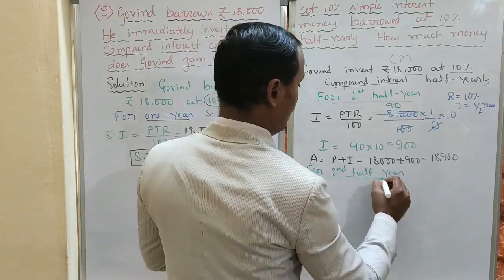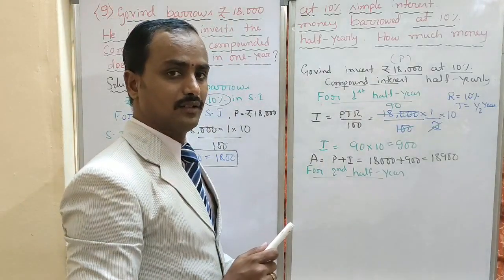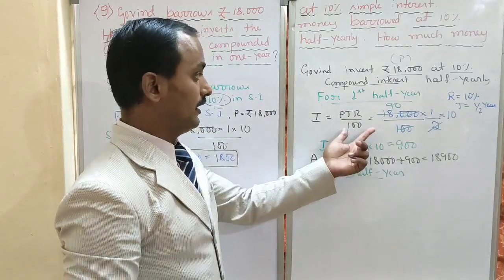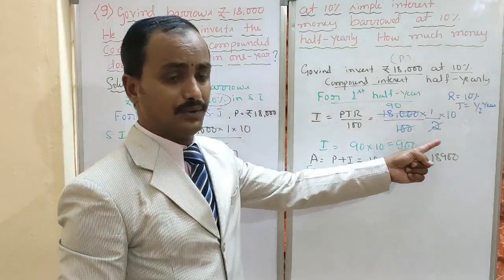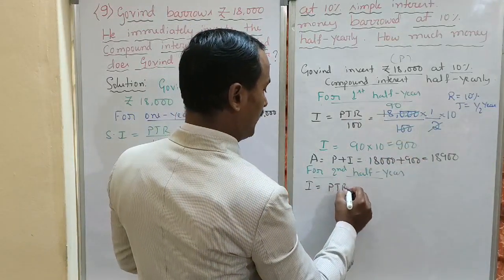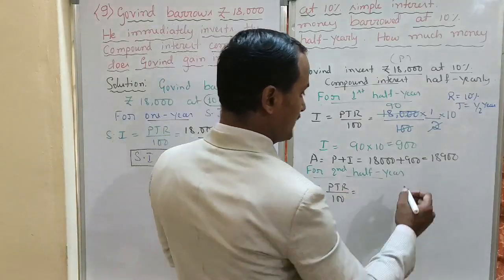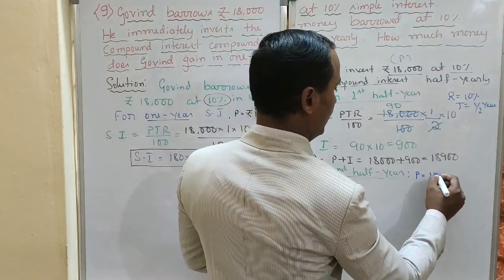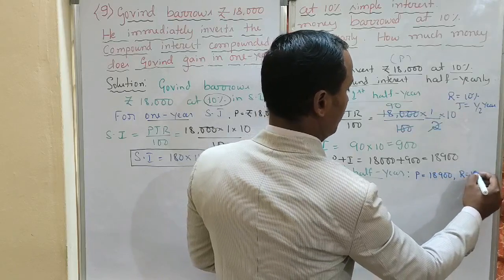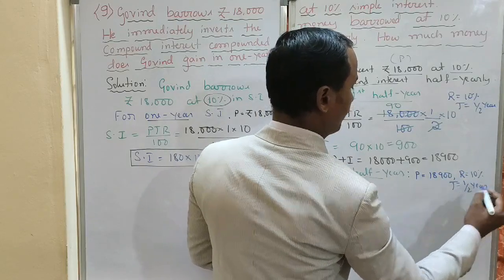Look here, children. Govind is collecting the interest half yearly. Understanding? Up to now we did yearly interest, now half yearly, because in the place of time it is half. Here also same formula, interest is equal to PTR divided by 100. You know that. See, this principal for the second half year is 18,900. Understood? Rate of interest is 10%. Time is half year. Here also half year.